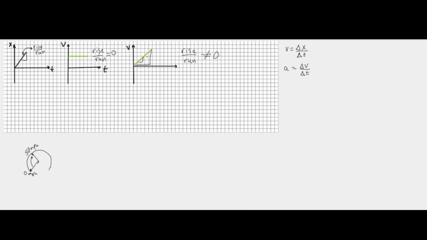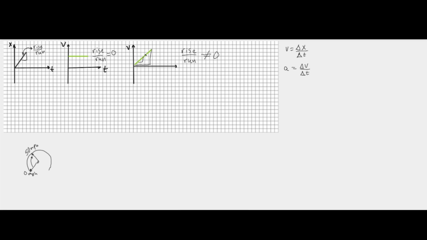In fact, the slope is going to be the same at a point right here. Even if the rise over the run is very, very small, each one's very tiny, at this point, you would still have an instantaneous slope, an instantaneous acceleration.